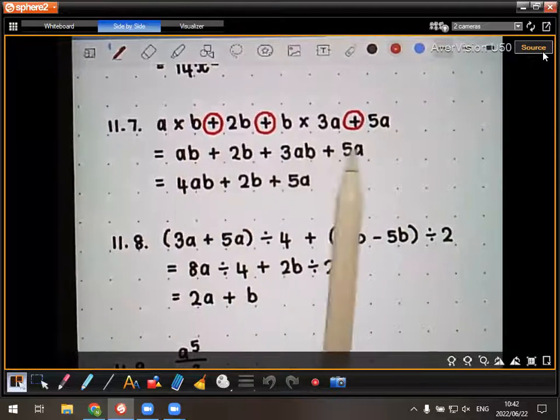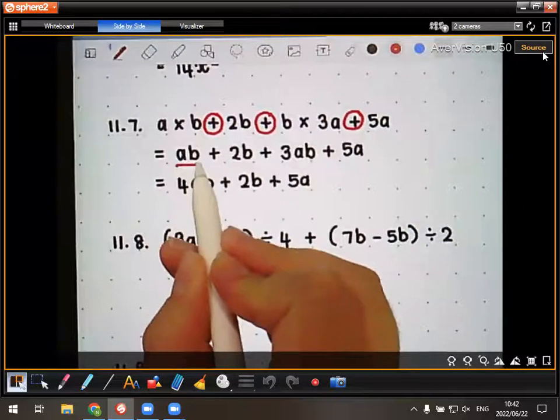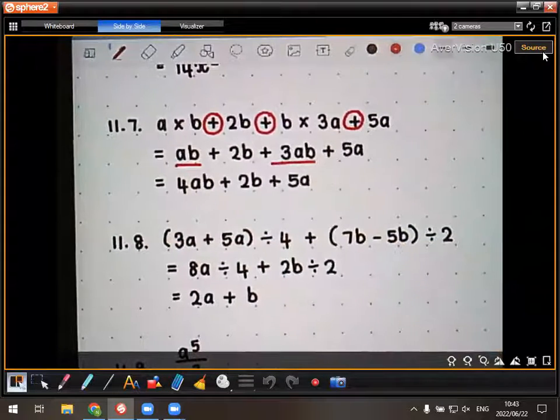Right. Do I have any times now left here? Any multiplication symbols? No, no brackets, nothing. I'm just adding. All right. Now I need to look for like terms, guys. AB and 3AB. Those are like terms.